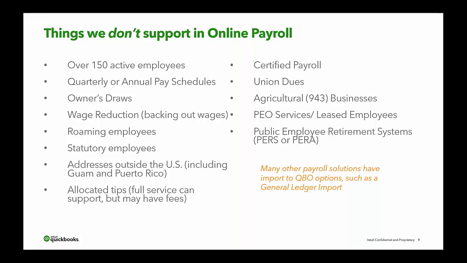And then we do quarterly or annual payroll schedules. These are things we don't support: owner draws, wage reduction, roaming employees, not that desktop does that any better. Statutory employees. We don't do certified payroll, but desktop payroll does. Union dues we don't track, and like I mentioned, we don't do the 943. I will show you the so-called payroll summary report in QBO. I'll probably end with that when I'm done with my session before Jess takes over. But these are important to know, so download this deck. I want to make sure you're putting the right people on QBO payroll and that you're going to be able to support them. Very important.